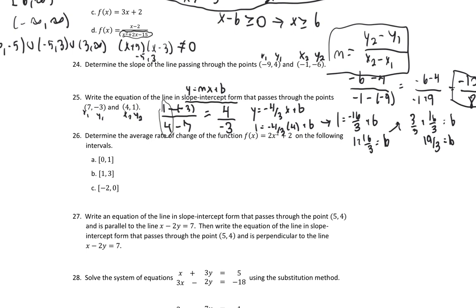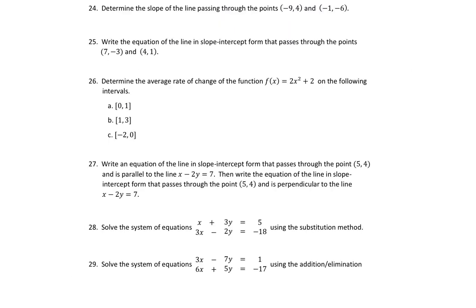So we have our b value, we have our m. So our equation, I'll put it on the left side here: y equals minus 4/3 x plus 19 over 3. Go ahead and circle it. Okay, I'm cleaning it up a little bit and moving on.